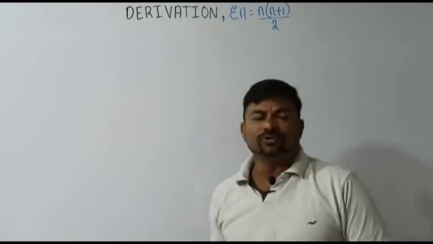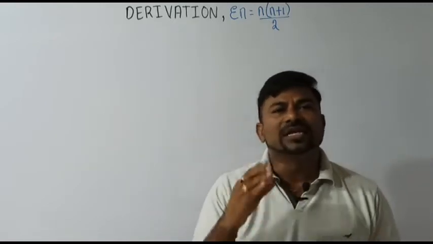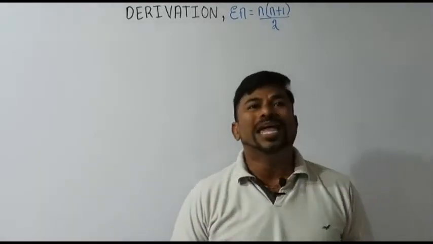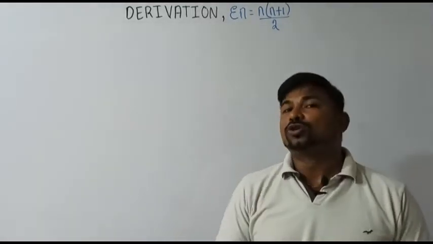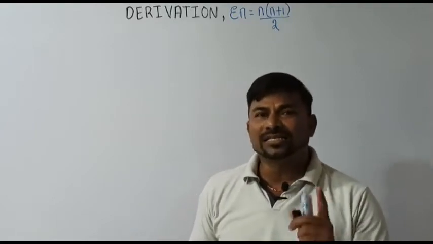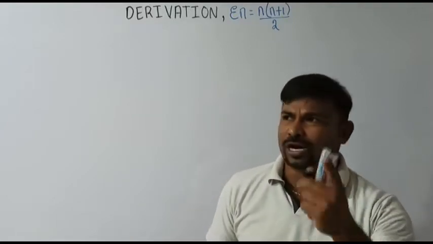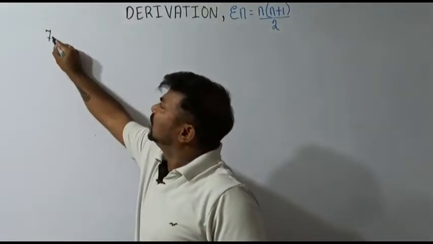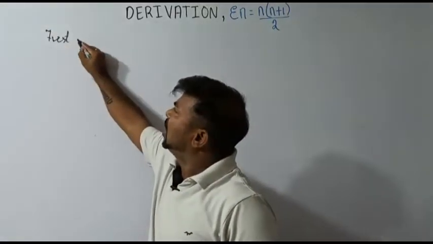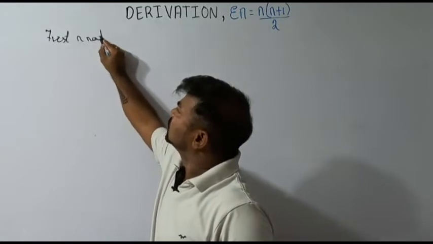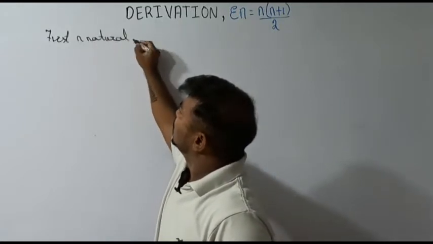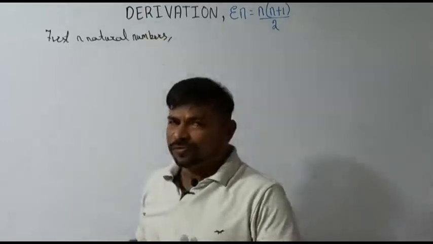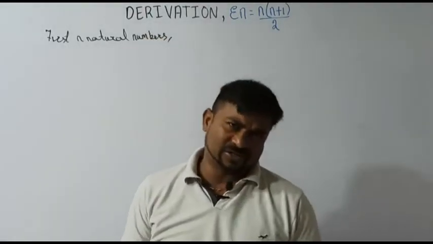Okay, so let us come to the derivation: deriving the sum of the first n natural numbers, which is nothing but n into n plus 1 by 2. So what's the question? Finding the sum of the first n natural numbers. So which are the first n natural numbers? Let us take the first n natural numbers.